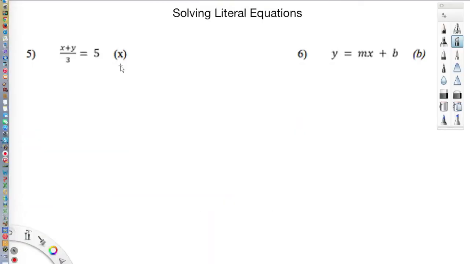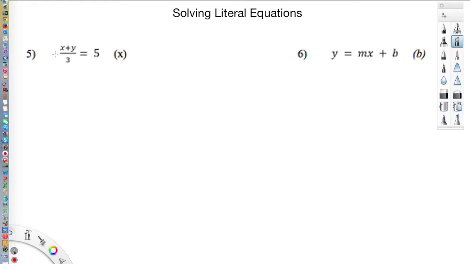Our next 2 examples are going to be problems 5 and 6. In 5 here we have the sum of x and y divided by 3 is equal to 5, and I want to solve for x. The first thing I want to do is get rid of this funky fraction. If I want to isolate x and get it all by itself, I want to get it out of this fraction mode, so I have to multiply.